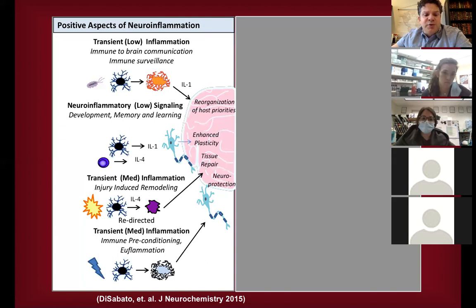You can also have this sort of immune preconditioning, or what's called euflammation, coined by a friend of mine, Dr. Ning Quan. And the idea is that you can do things to the immune system to actually reduce a secondary response to a trauma. So keep that in mind, everybody: when you use the word neuroinflammation and you're trying to discuss it, you don't instantly go to all the negative things about inflammation.